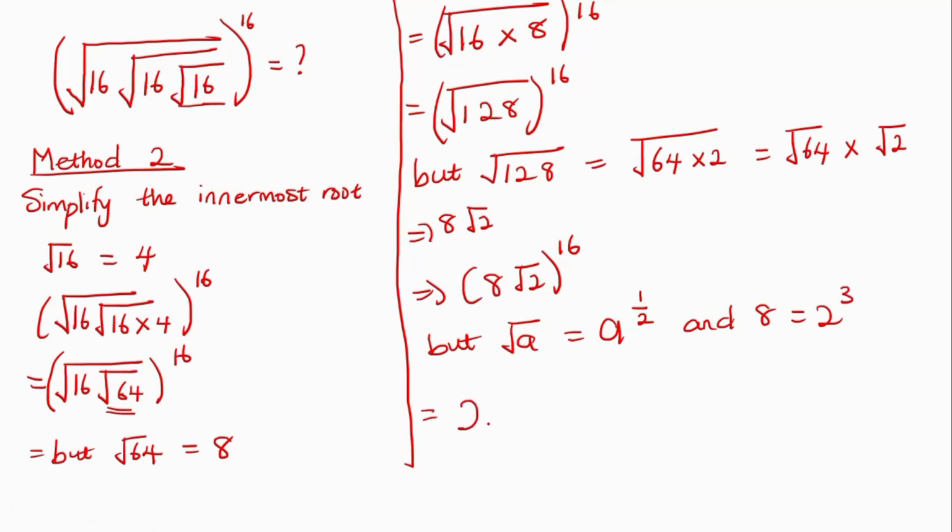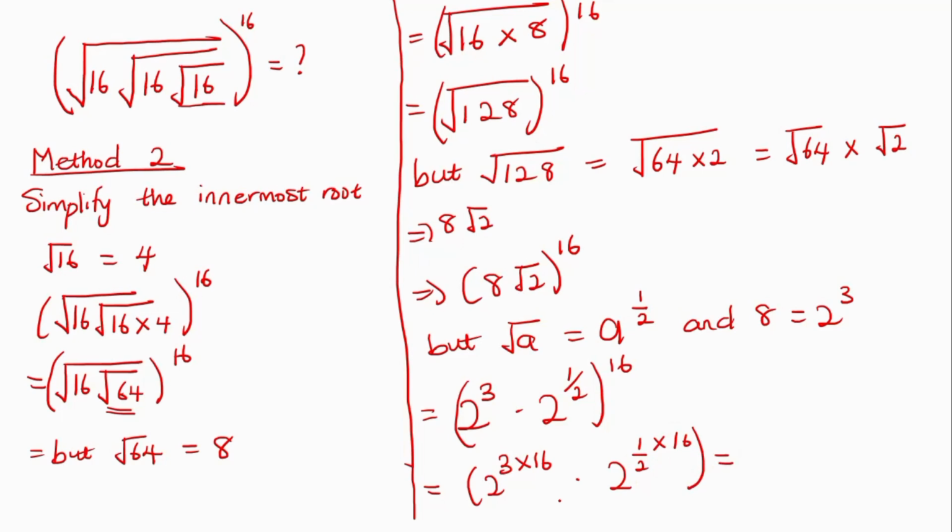We have that 2 raised to the power of 3 multiplied by 2 raised to the power of 1 over 2, all raised to the power of 16. Okay, and this is going to give us 2 raised to the power of 3 times 16 multiplied by 2 raised to the power of 1 over 2 times 16. Okay, and 3 times 16 is going to give us 48, multiplied by 2 raised to the power of, 1 over 2 times 16 is going to give us 8, so 2 raised to the power of 8.